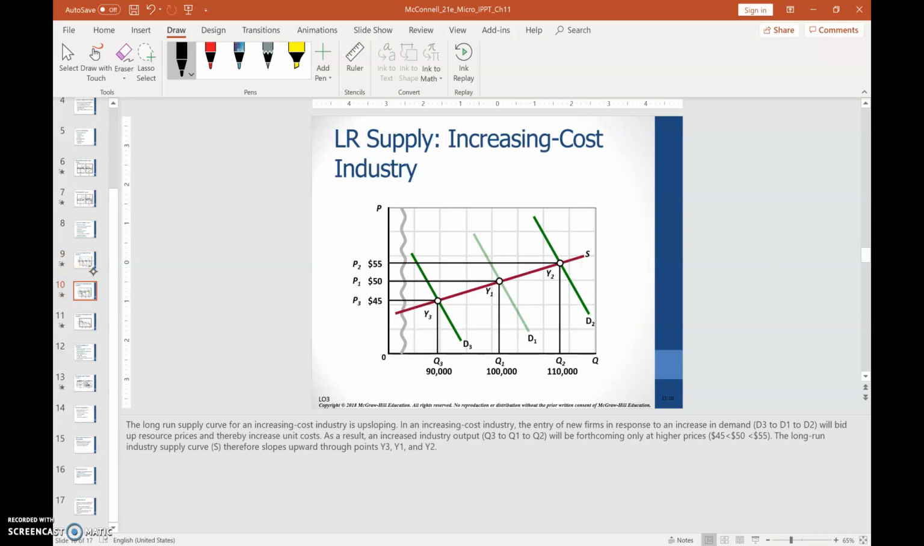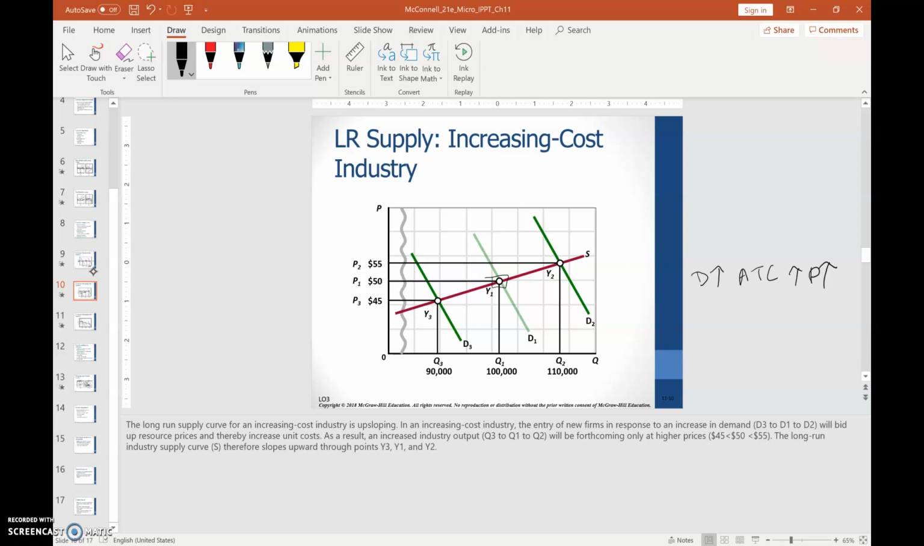Now, take a look at the increasing cost industry. Initial equilibrium is at Y1. Initial equilibrium price is $50 and output is 100,000. When demand increases, what's going on here? Demand increases, the average total cost curve will shift up. As a result, the price will increase from $50 to $55.